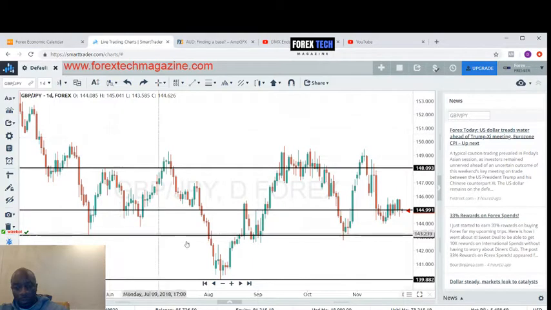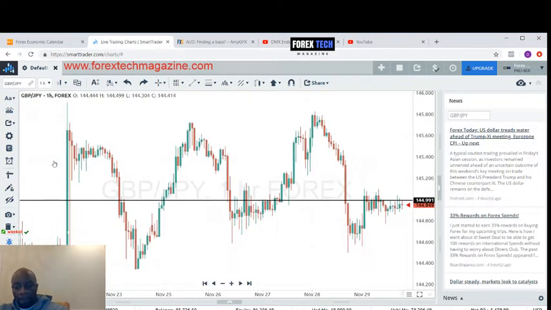Let's see here. Daily view. See, it's down here at this support level, and then it's trying to figure out, does it want to go down? Does it want to go up? Is this resistance? Will this be support? It doesn't know. Really hasn't figured it out yet.